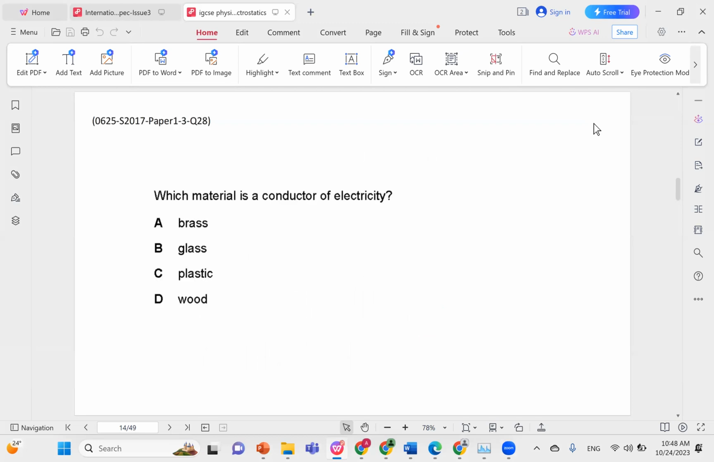Which material is a conductor of electricity? The metal. The metal here is brass. Glass, plastic, and wood are non-metals and they do not conduct electricity.